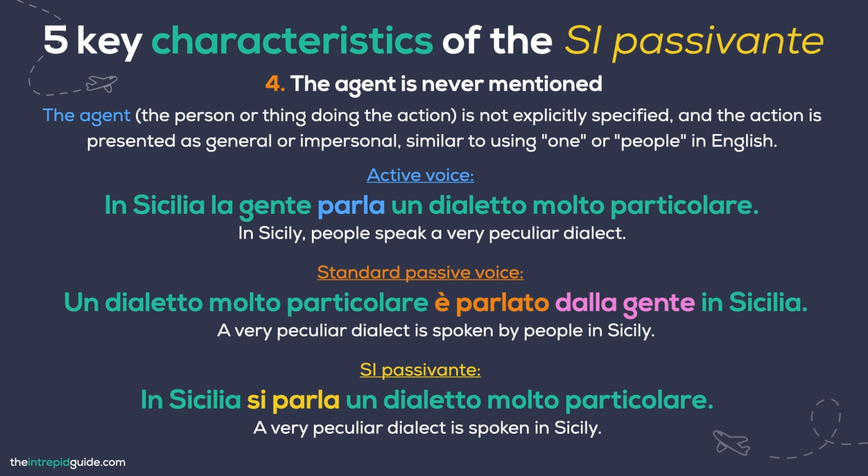See how the agent, the people, disappears in the si passivante, shifting the focus entirely to the action of the object. This creates a more neutral and impersonal tone.